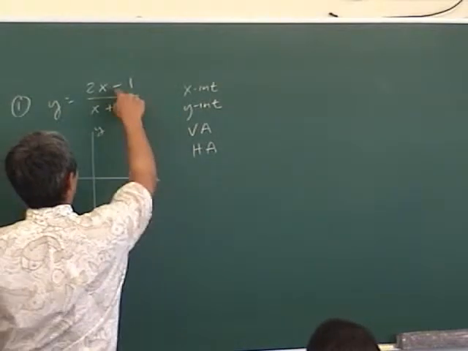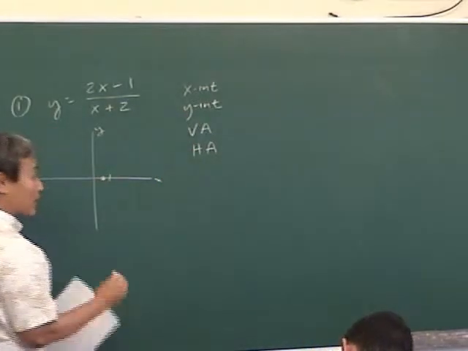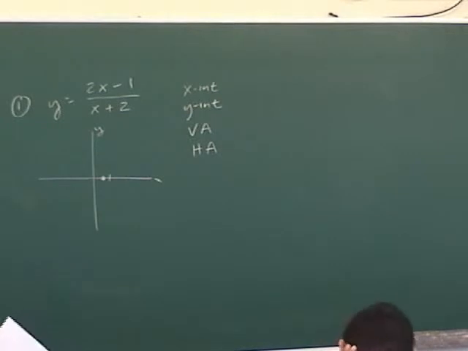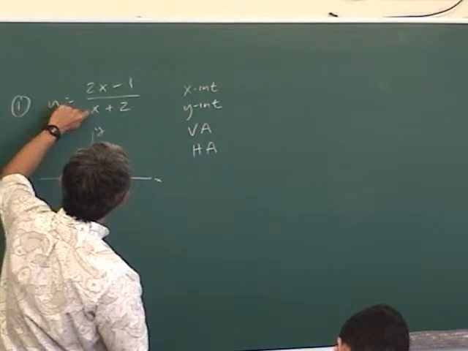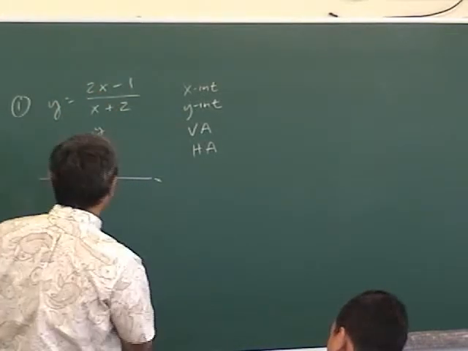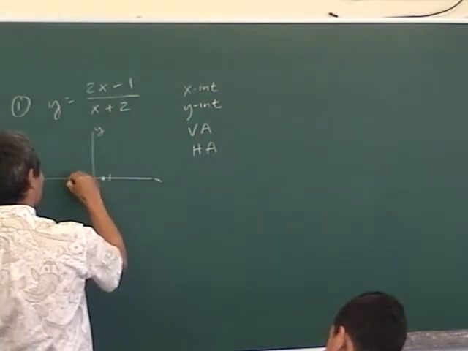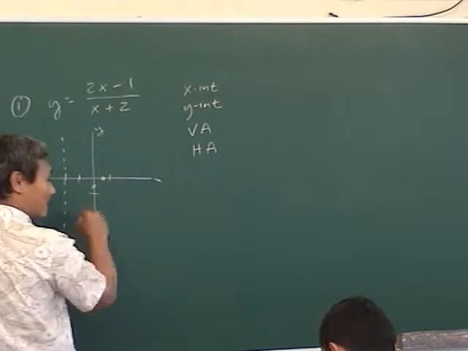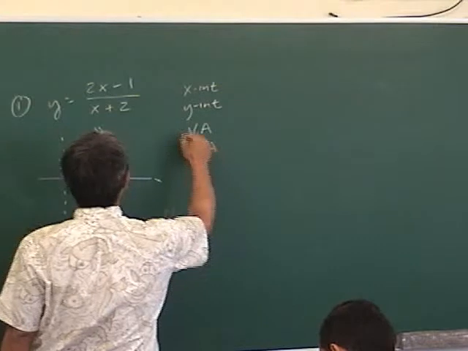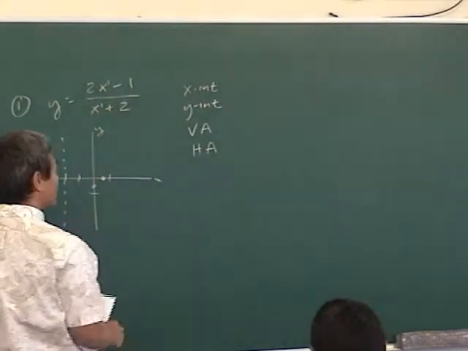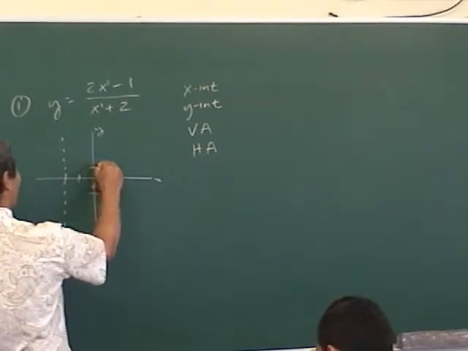Okay, x-intercept. When is the top 0? 1/2. Y-intercept. Plug in 0 for x. I'm kind of shocked because a lot of people have a problem plugging in 0 for x. If you plug in 0 for x there and there, you get -1/2. Vertical asymptote is when the denominator is 0. x = -2. You're lucky I'm not making you label it. You just have to draw it in. Now the horizontal asymptote: if the degree of the top and the bottom are the same, you look at the leading coefficients, 2/1. So it's y = 2.